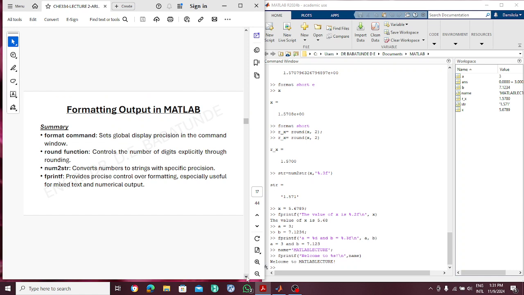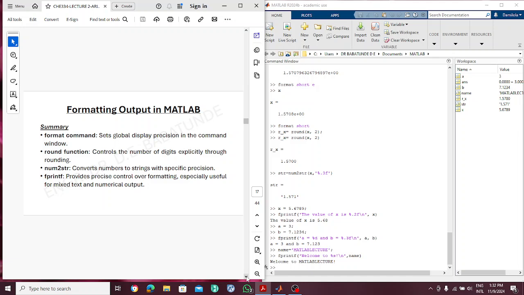So in trying to format the output of our result, if we use the format command, it's going to affect the precision globally. Every result that you generate is going to be affected by the format mode that you have selected. If you use the round function, it's going to round the number of digits explicitly to the number that you have given to it.